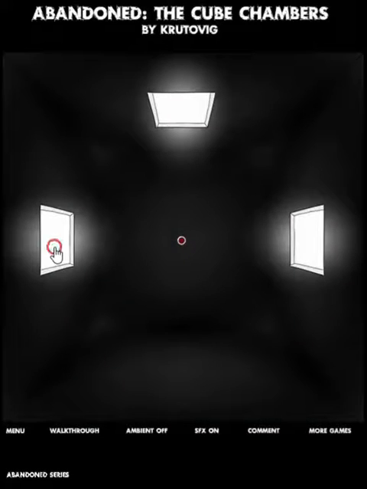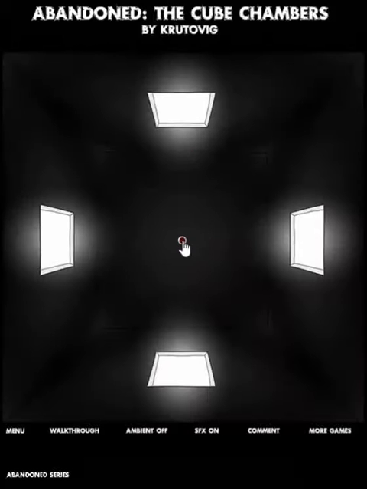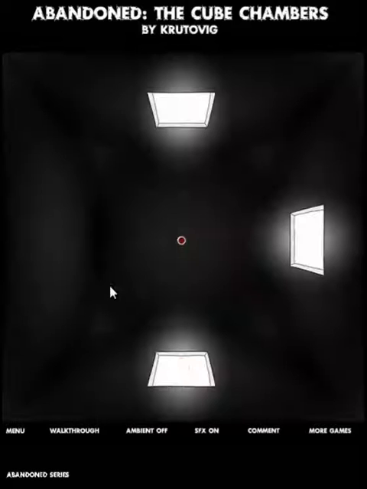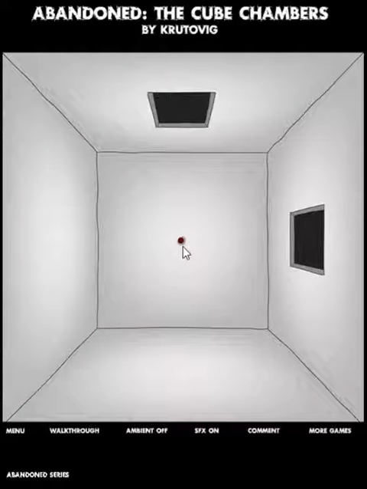Okay, over 2. Up 1. Push the red button. It bleeped, so that was correct. The next one is over 2, down 1. You could also do it down 1, over 2, it doesn't matter. And there you go.